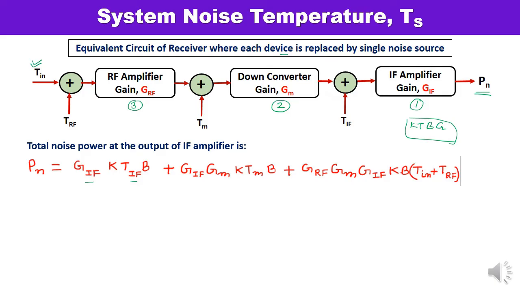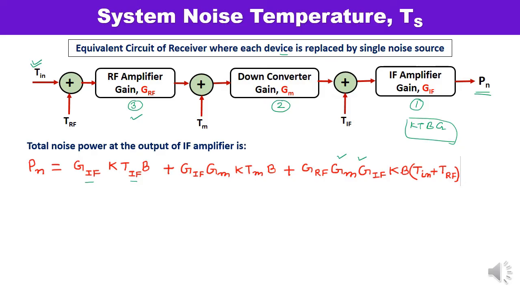Similarly, when you are writing for the third stage, the term is K B GRF into input temperature, here TIN plus TRF, sum of these two. But this particular noise power is being amplified, is being multiplied by the gain of the other two stages also, which is GM into GIF. So in this particular manner we have written this equation.